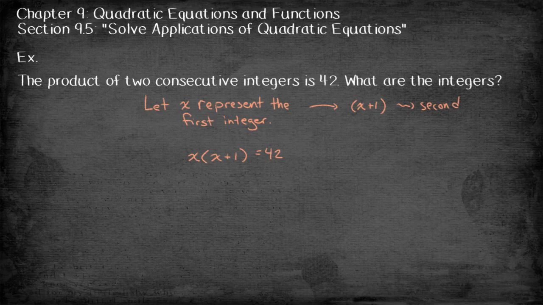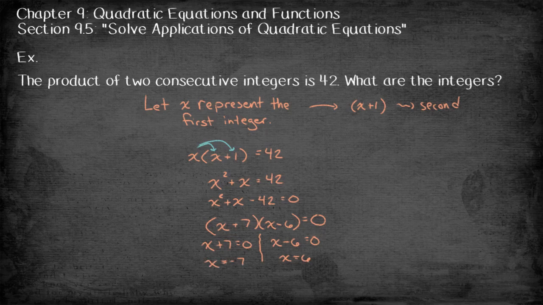And now we have a regular vanilla looking quadratic equation. So I'm going to distribute here and solve like normal. All right, we get two answers, but those are not the two integers being referred to in the problem statement, right? The problem is looking for two consecutive integers.